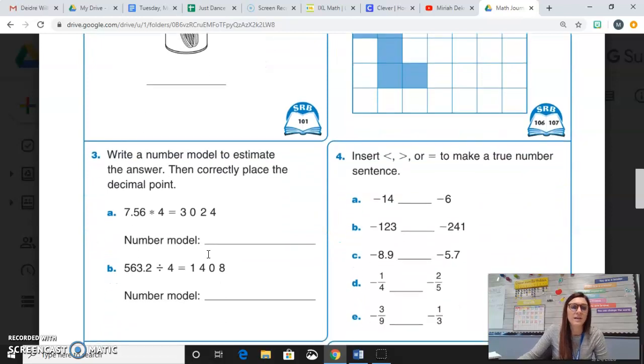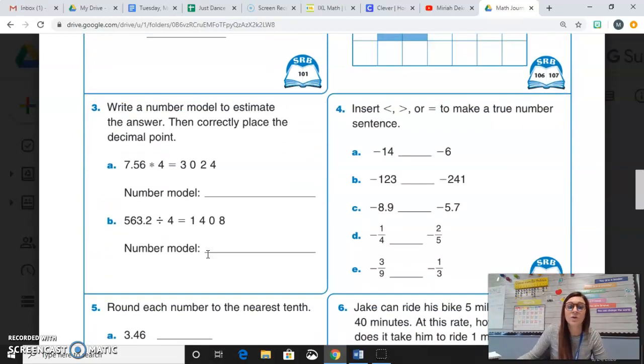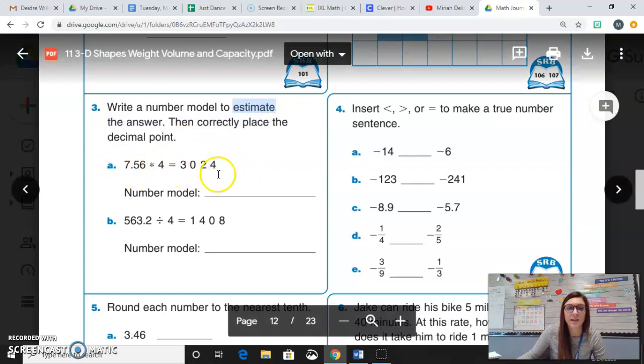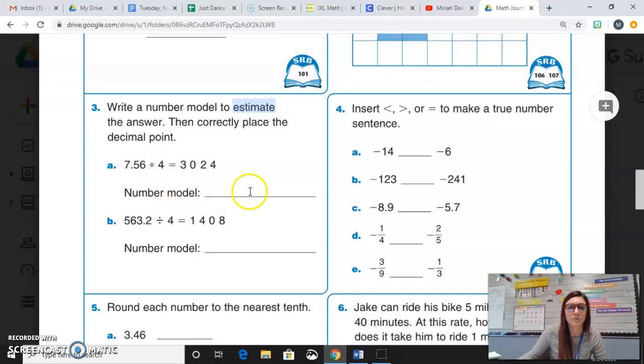Okay. Number 3, we did this one yesterday, or one like it, I should say. Write a number model to estimate the answer. Estimate. The answer is already done for you here. Okay, so this new number model, you need to estimate. Okay, well, 7.56 is pretty close to 8. So I'm going to say 8 times 4. I know that, so I'm just going to leave the 4. 8 times 4 equals 32 is what your number model here would be. Then your answer is going to be close to 32. Now you have to go back and insert your decimal, which would go right here because 30.24 is pretty close to 32.